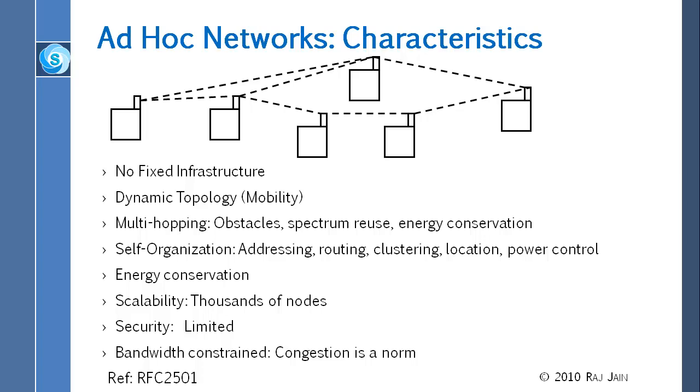So all of this is very well described in RFC 2501, and this is just a summary of that RFC as to what the issues are. By the way, there is a group in IETF called MANET, Mobile Ad Hoc Networks. And so MANET has produced many RFCs, and 2501 is one of the first ones. And the remaining three RFCs, the three routing protocols that we'll talk about, are also results of MANET.